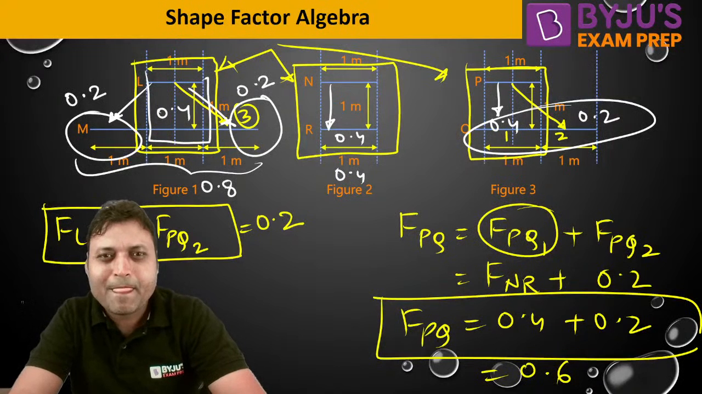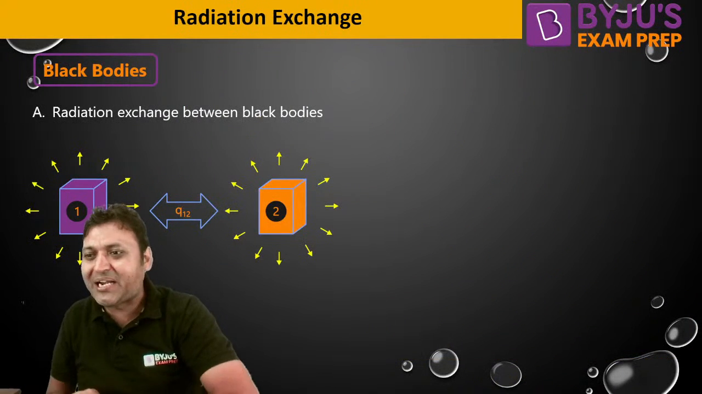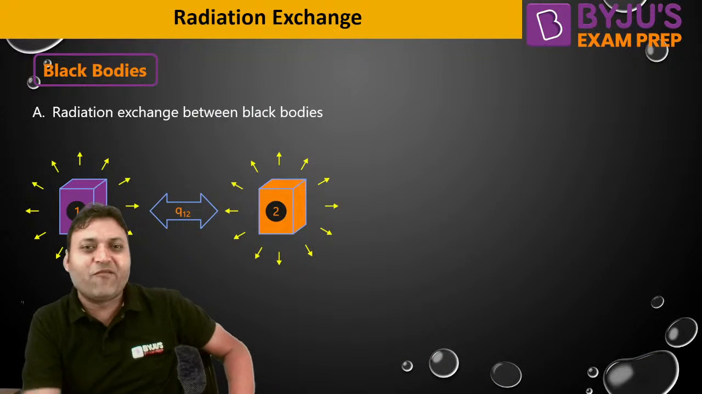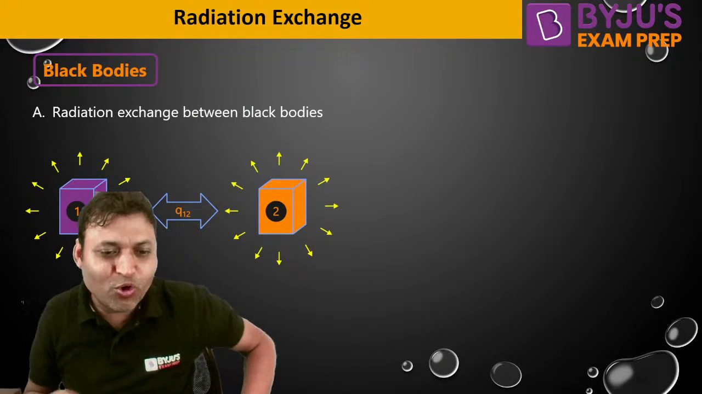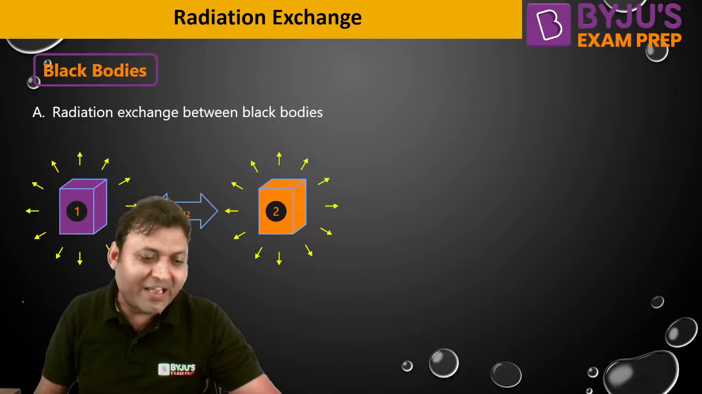Is this clear? Please make some noise. If the things are clear to you, please write Y in the comment section. Y for yes, N for no. So that I will come to know whether I need to explain again or we can proceed further.